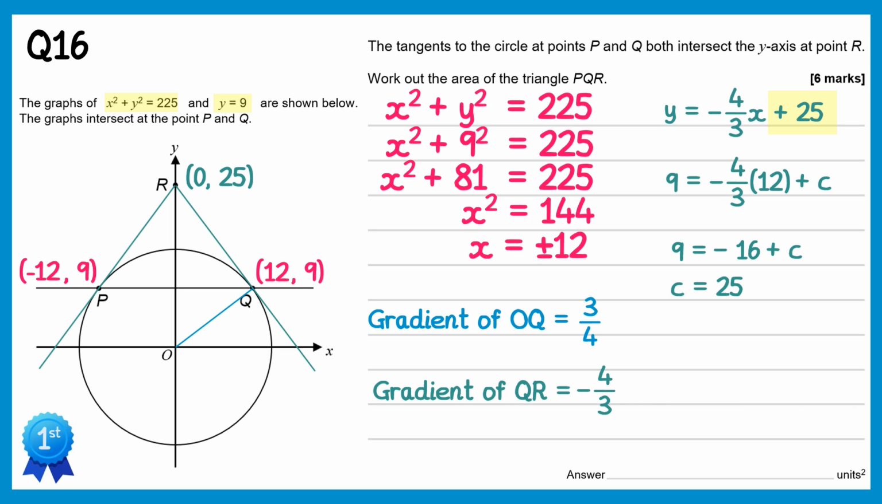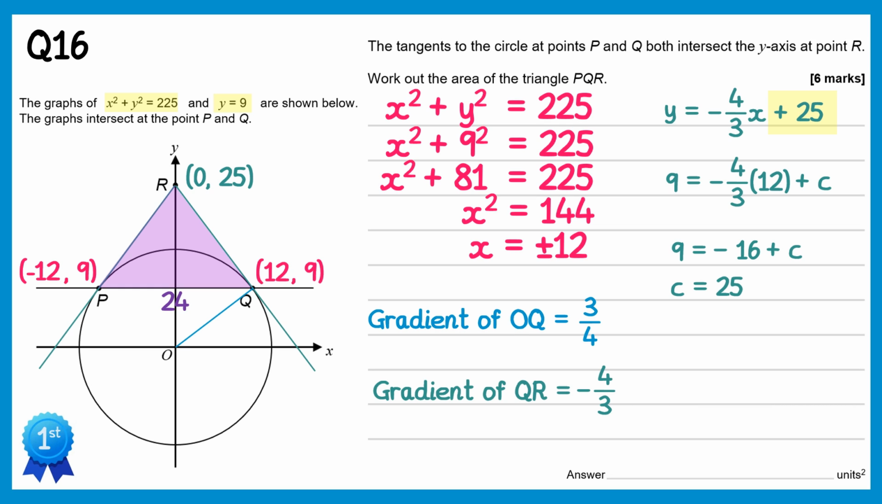Now we have the coordinates of all points of the triangle, we can try and find its area. So the triangle we're looking at is this one here. If we work out the base of the triangle, that's the distance from P to Q. Now if the x-coordinate of P is -12 and for Q it's +12, the total length from P to Q must be 24. And then we need the height of the triangle.